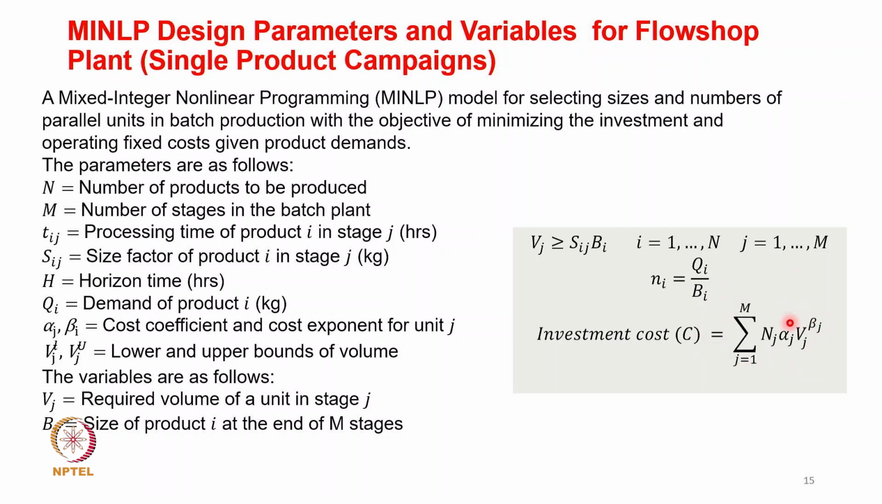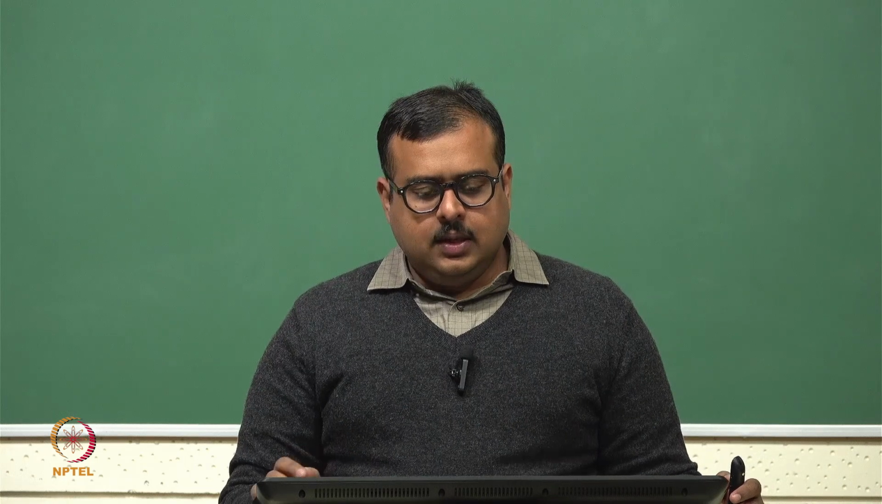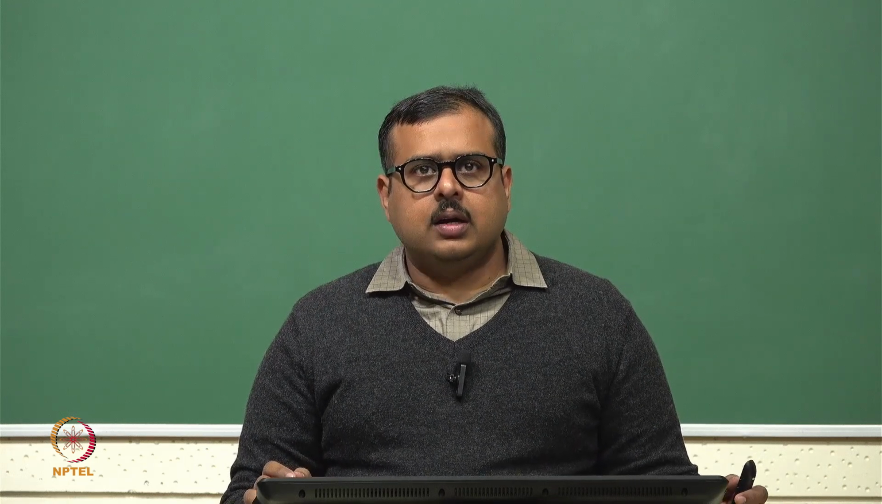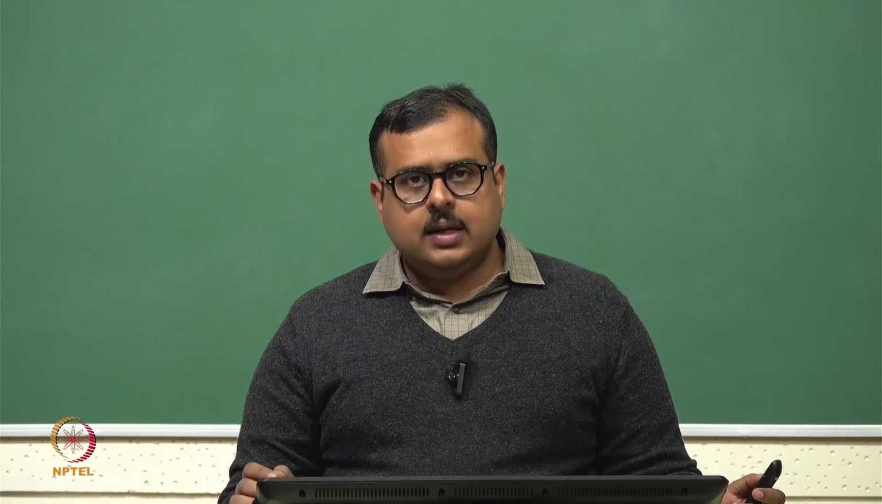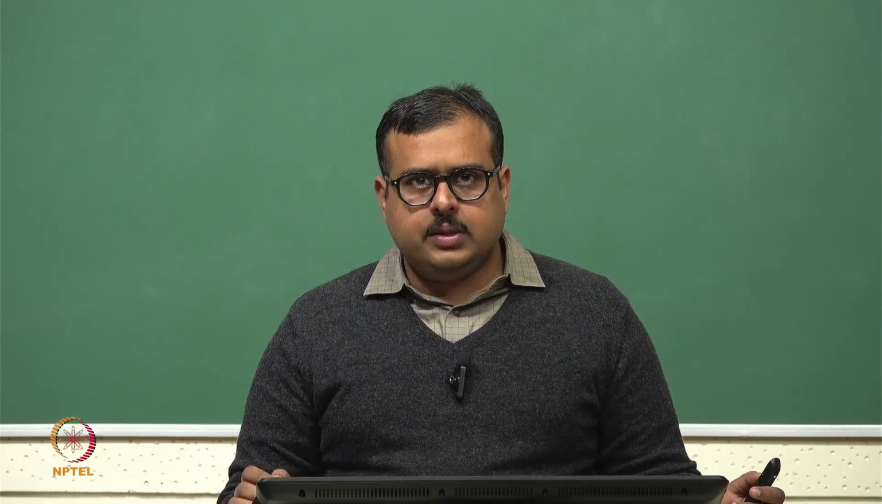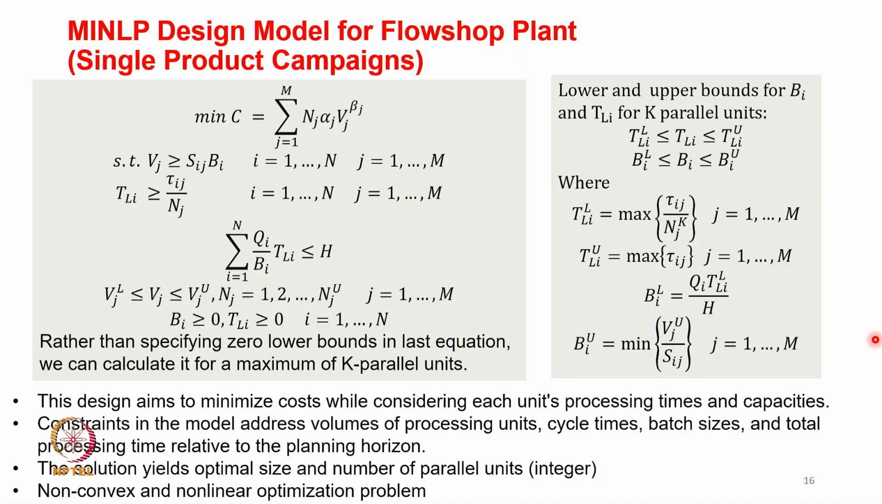And the total investment cost: assuming n is the number of products produced, and alpha and beta are the cost coefficient and exponent, we assume that alpha times Vj, volume raised to the power exponent beta, would be a reasonable model for the total investment cost for m stages. So this is for stage j, and you have such stages. These are the standard constraints and the cost evaluation. So now let us try to put them slightly more formally.